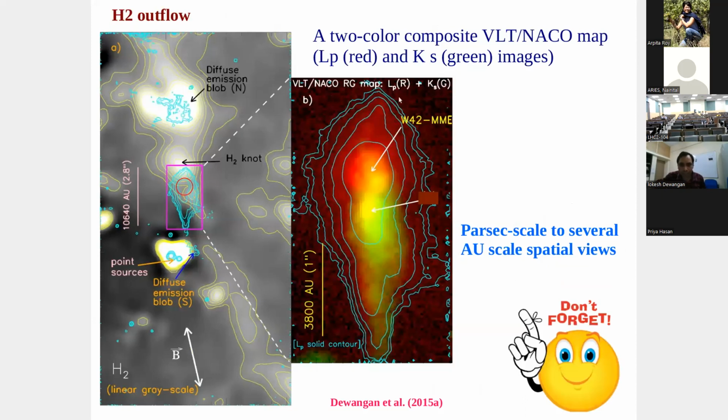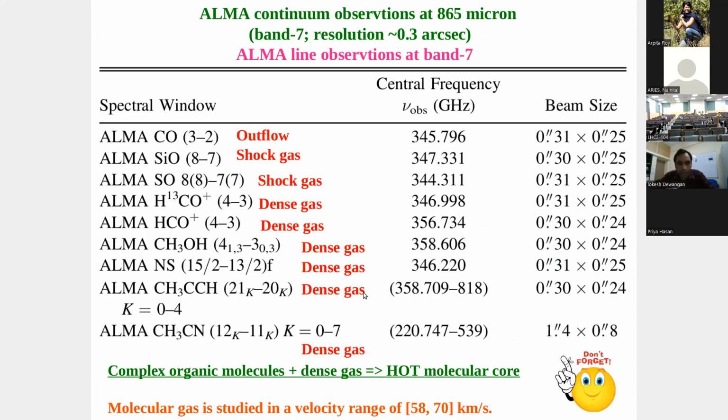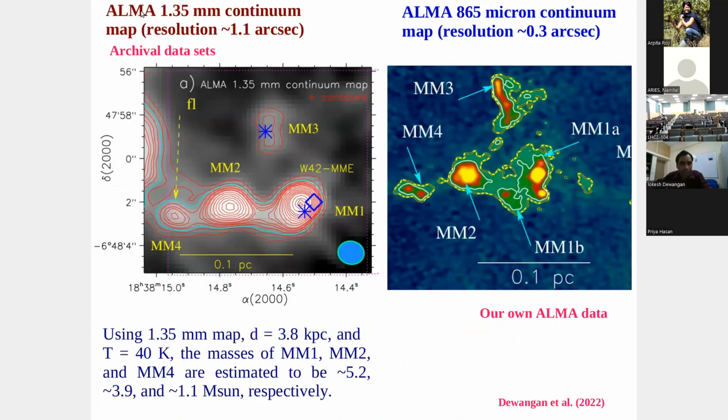This is the RGB, just using the K-band and L-band images. You see the center region, and this is the outflow activity. This circle represents the position of the massive star, and now it looks like it is driving the outflow. In order to study the gas motion and the high resolution clump morphology or core morphology of this source, we have used ALMA observations, and these are the different lines which trace the soft gas, outflow, and dense gas.